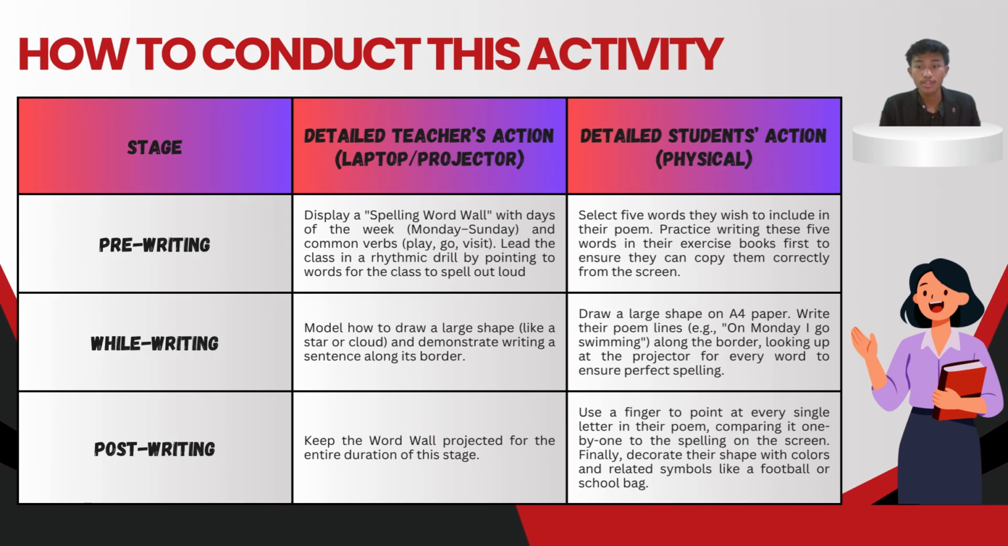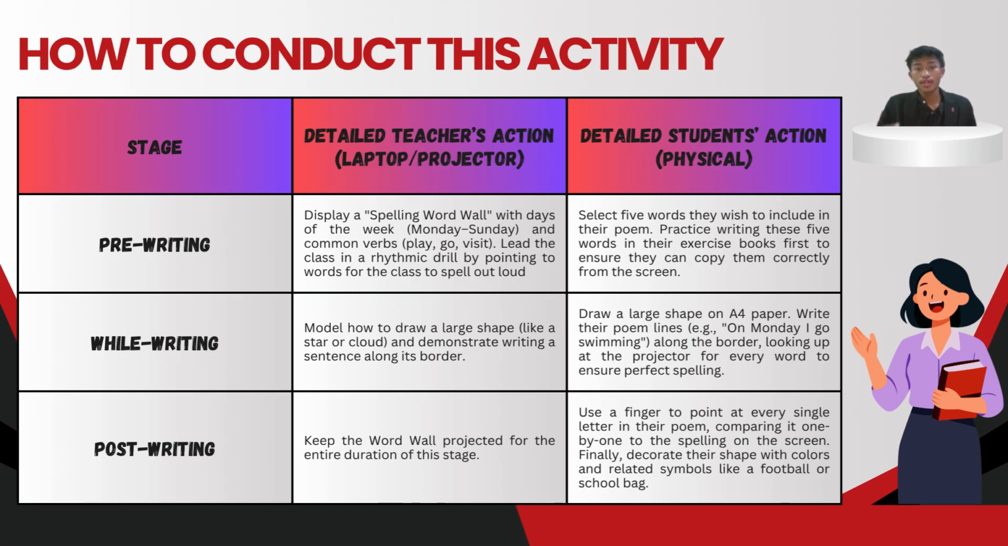Alright, so you are done. Now each of you needs to choose one shape that you can see here, or any other shape that you like. So let's try to draw on A4 papers. Alright, after you finish drawing, we need to practice writing our poem lines along the border, because now we are going to create a shape poem.